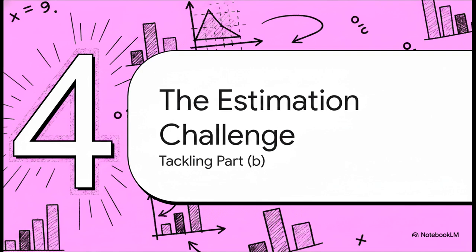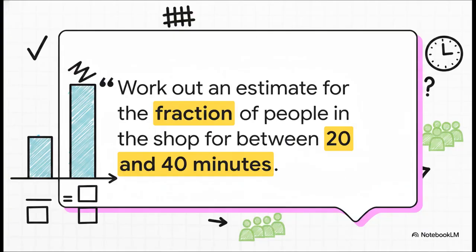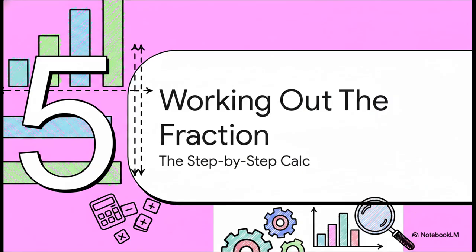Now let's tackle part B, which is where we have to actually use this graph we've just drawn. So, the question asks for a fraction of the 150 people. Okay, so we know our answer is going to be something over 150. The real work is finding the top number, the estimate for how many people were in the shop for between 20 and 40 minutes. So, how do we get that number from our graph? Well, remember, in a histogram, the frequency is the area of the bar. So we need to find the total area between the 20 and 40-minute marks.